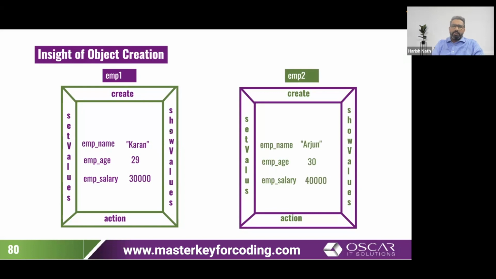emp1 dot show values will go to emp1. In emp1, it comes to show values. This emp1 show values can access only current 29 and 30,000, which are the values in these data members. Similarly, emp2 dot show values is going to work only with the data members inside emp2. Show values of emp2 doesn't even know that there is emp1 existing. It has got nothing to do with it.